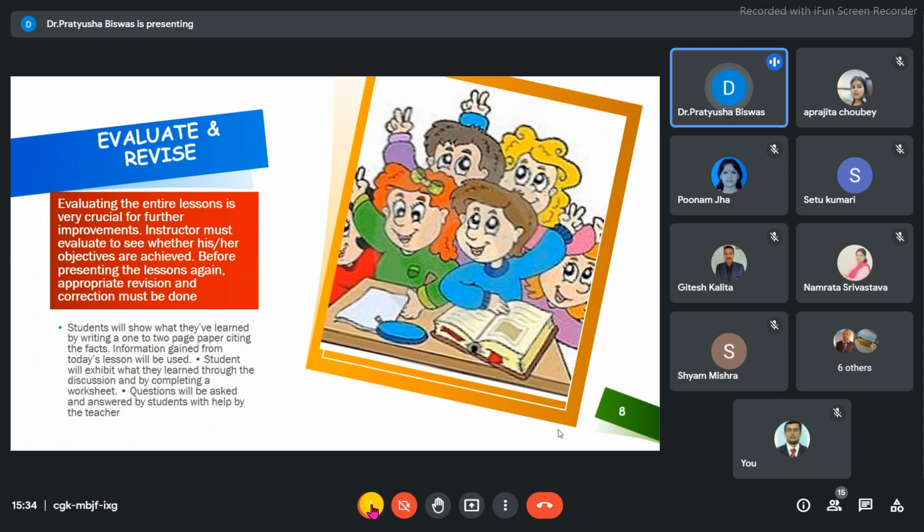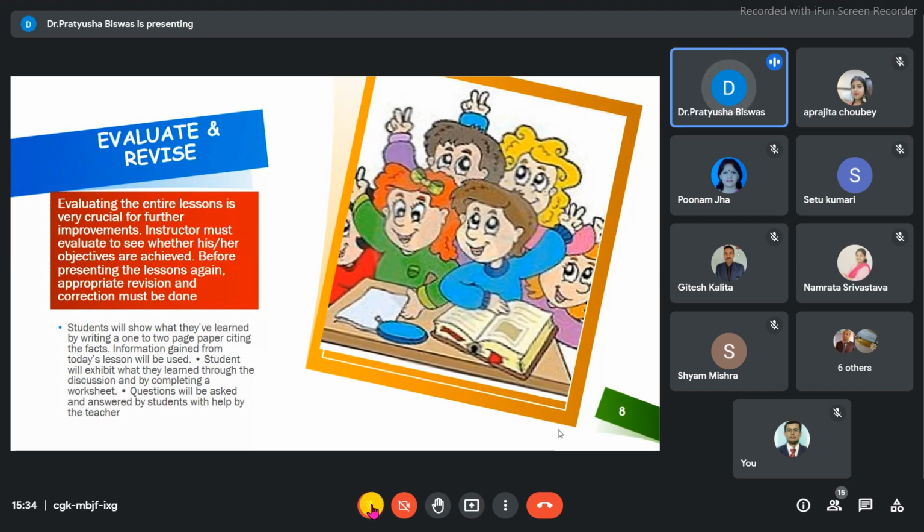The instructor must evaluate to see whether his or her objectives are achieved. Before presenting the lessons again, appropriate revision and correction must be done. So, like I told you, this is the standard thing that we do. It's just that when put on paper, it does turn out to be a model.